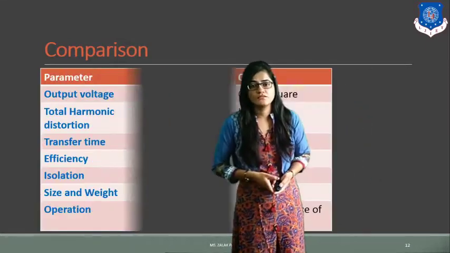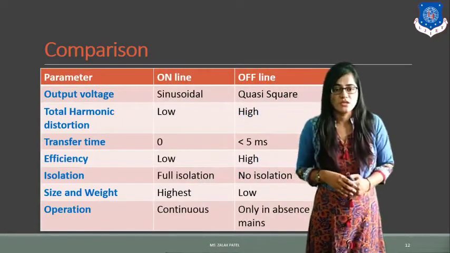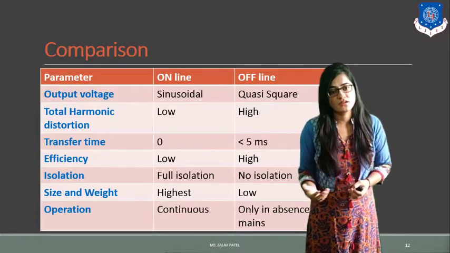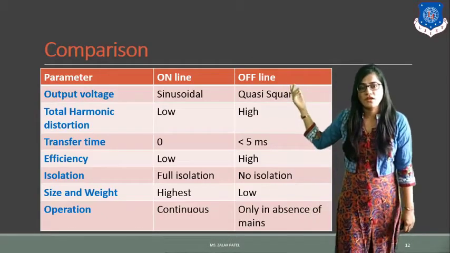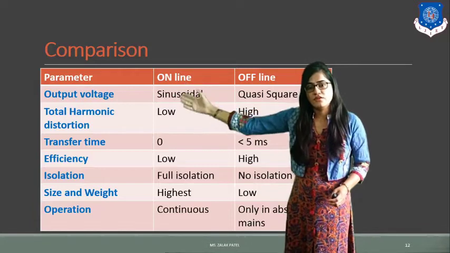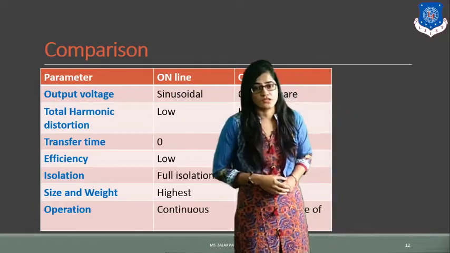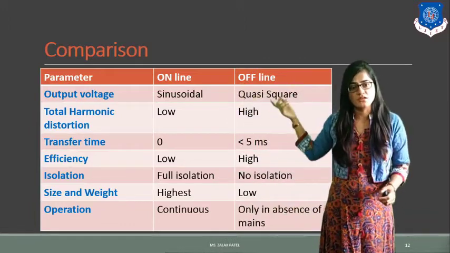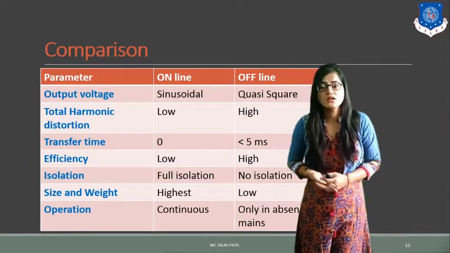So let's see one comparison for online UPS and offline UPS. We have already discussed the online UPS in the last session, so let's compare that online UPS with offline UPS. It will be compared with different parameters. First parameter is the output voltage. In case of online, it will be sinusoidal. In case of offline, a quasi-square type of waveform can be seen.